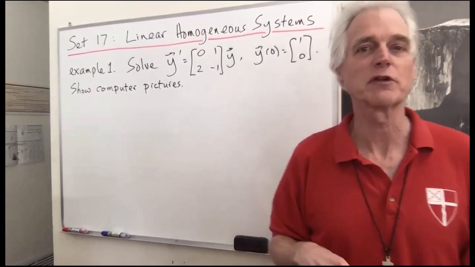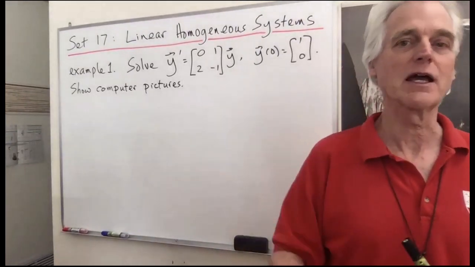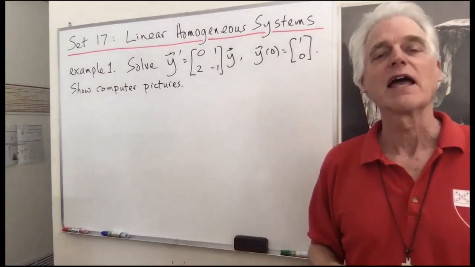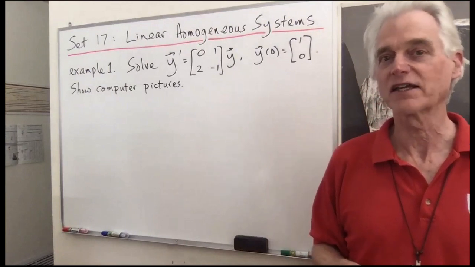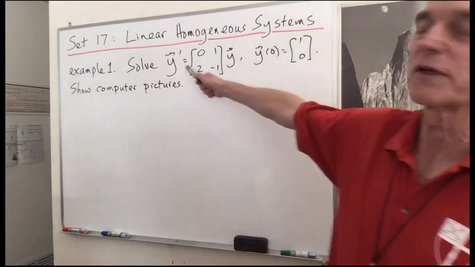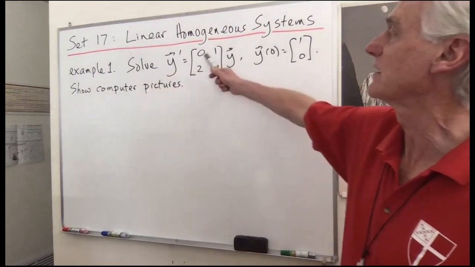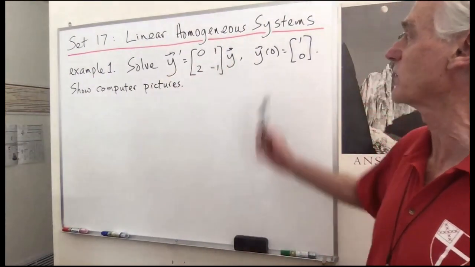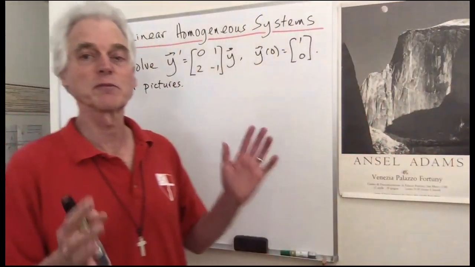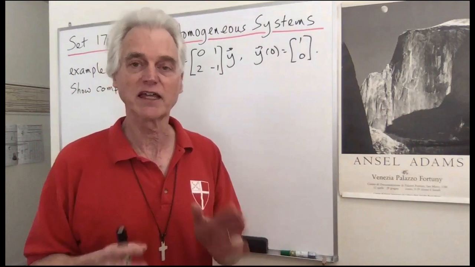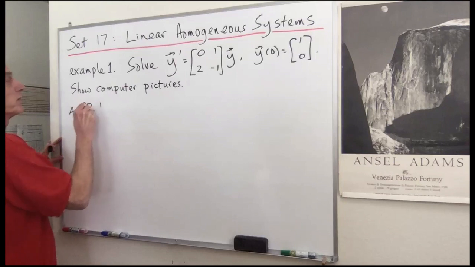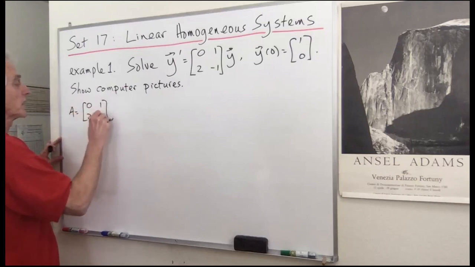Here's the first example of a solution to y prime equals Ay. The 2 by 2 example has real and distinct eigenvalues for the matrix A. Okay, so we want to solve y prime equals the matrix 0, 1, 2, negative 1, times y, with an initial condition. All right, so step 1 is to compute the eigenvalues and eigenvectors of A. So A is that matrix 0, 1, 2, minus 1.